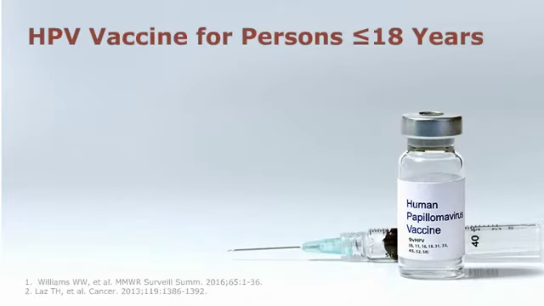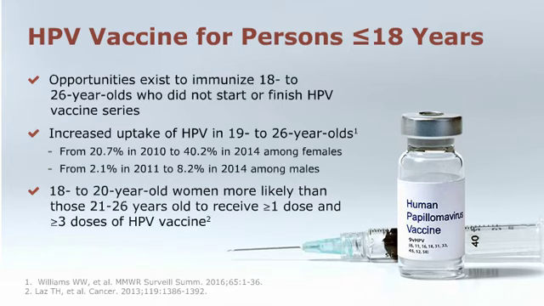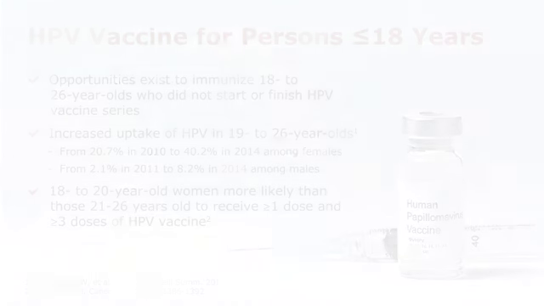HPV vaccination increased from 20.7% in 2010 to 40.2% in 2014 for females aged 19 to 26 years, and from 2.1% in 2011 to 8.2% in 2014 among males aged 19 to 26 years. In a study that used National Health Interview Survey 2010 data to estimate HPV vaccine coverage, 18 to 20-year-old women were more likely than those 21 to 26 years old to receive 1 dose and 3 doses of HPV vaccine.